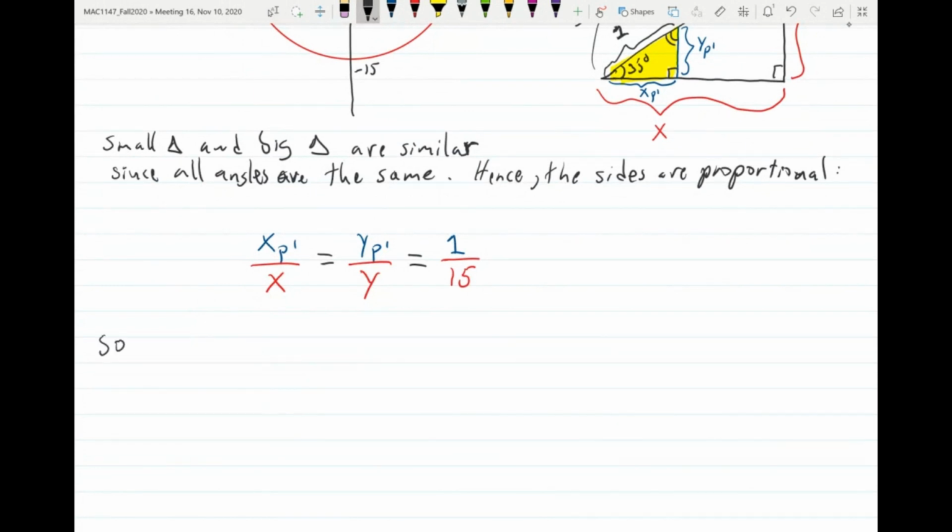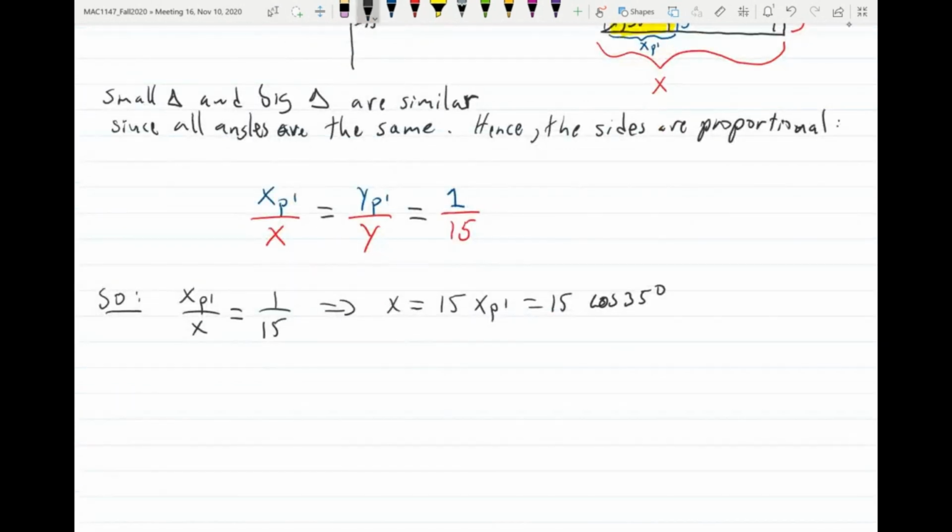For example, if you want to know what is x, we can say that xp prime over x equals 1 over 15, by looking at the first and the last expression in this chain of equalities that we have. So from here it follows that x is going to be 15 times xp prime, or 15 times cosine of 35. Remember, xp prime was cosine of 35. Right? So x is 15 cosine of 35, which we can approximate. So this will be the exact value.